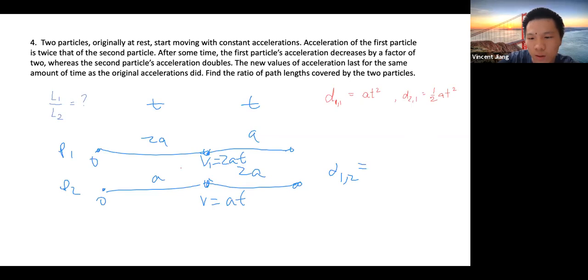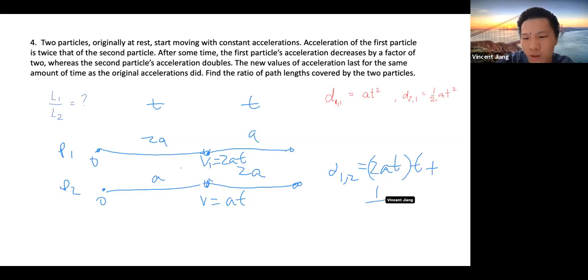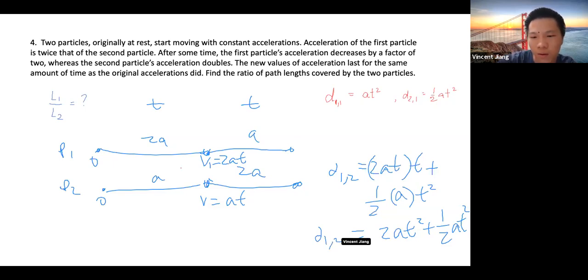So you have 2at, and then multiply by t again, because that's the time again, plus the 1/2 a t squared. But now a is just a, t squared. Okay, that gives you 2at squared plus 1/2 at squared. And that's d1,2. So that's 2.5 at squared. Okay.